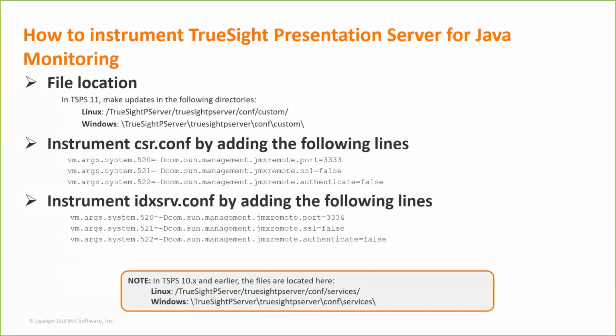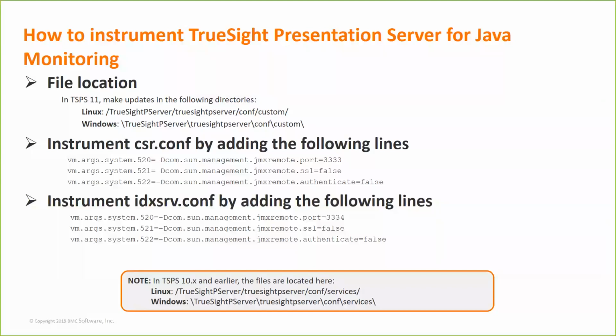So if you look, when I get into the CSR file, you can see the VM args system, and then there's a number. That number is sequential. They cannot be duplicated. Our recommendation is that we start any customizations above 501. So just to give a little extra space, I said 520. And then I put in the arguments that are needed to set up the JMX remote interface.